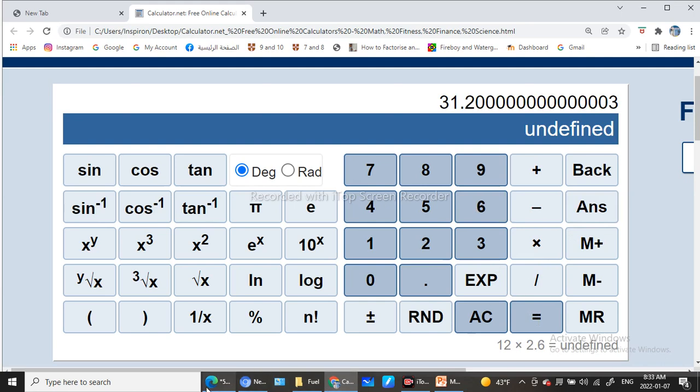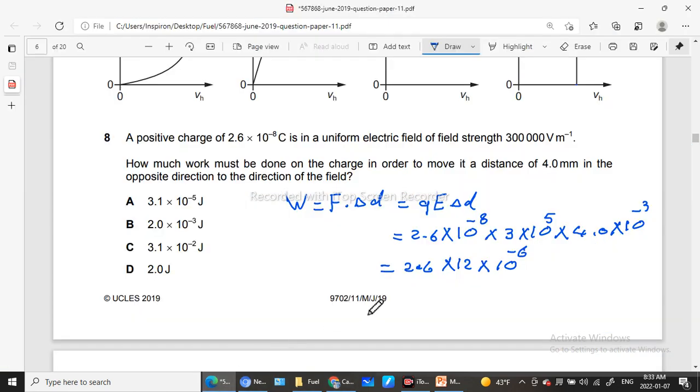31.2. Now moving the decimal point here after the 3, so we get 3.1. We get 3.1 times 10 to negative 5.